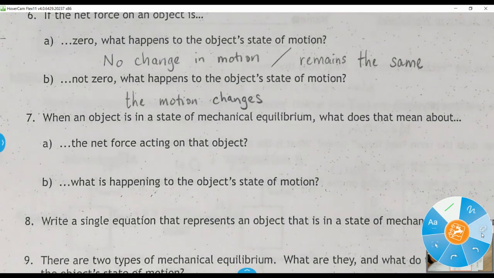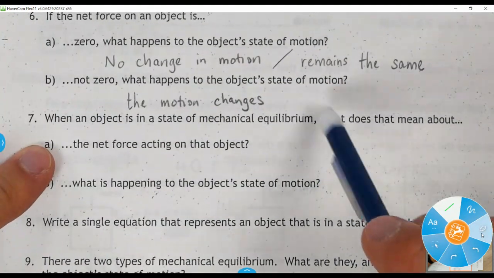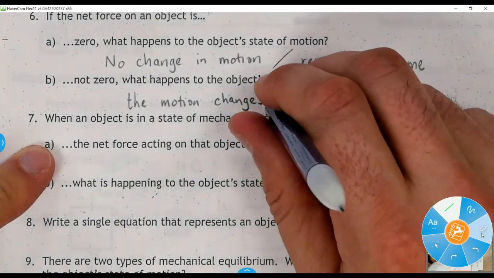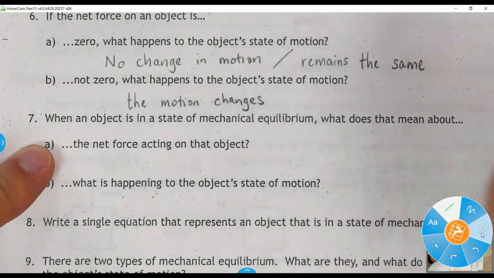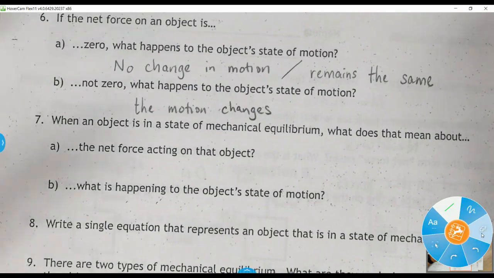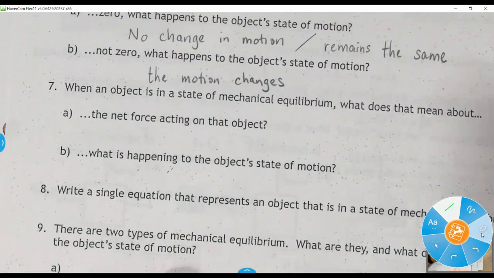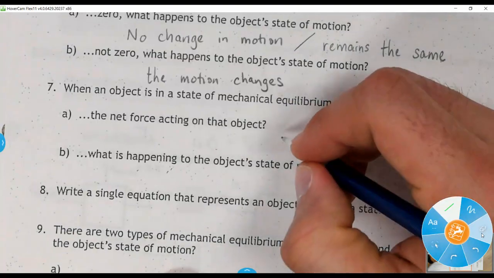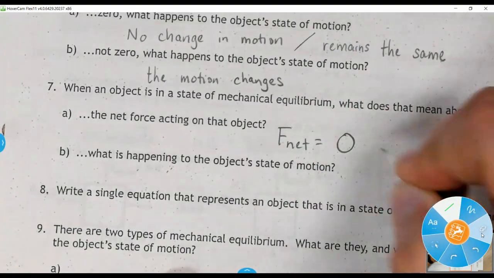So to change direction, you have to have a net force greater than 0. To speed up, you have to have a net force greater than 0. To slow down, you have to have a net force greater than 0. But if you don't want to change what you're doing, you have to have a net force of 0. So when an object is in a state of mechanical equilibrium, what does that mean about the net force? That would mean that F net is equal to 0.